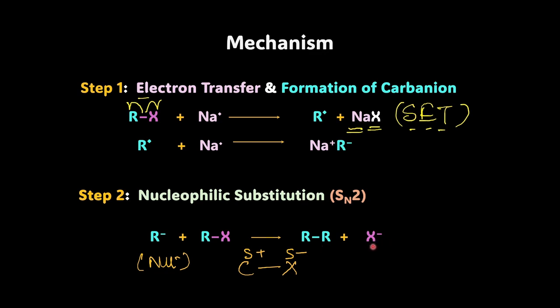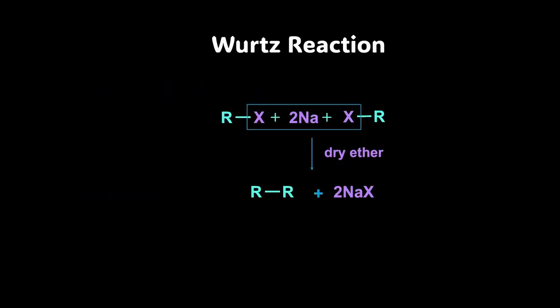Along with that, what you get is X minus, so X here is a leaving group, and this is balanced out by the Na+ in the solution. So yes, what you get is this step-up reaction. The easiest way of writing this reaction is like this. Write one RX like this, the other RX like this, and sodium can be written in the center. We need 2 sodium atoms so that we get 2 moles of sodium halide, and R and R combine together, giving you a step-up alkane.